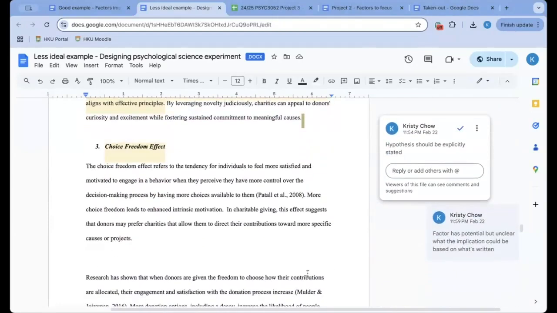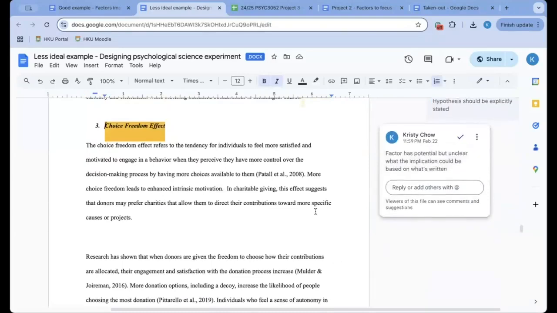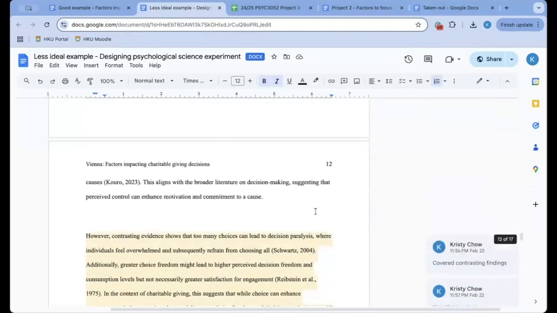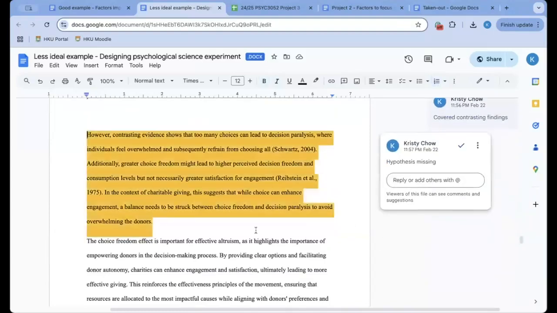The next factor they proposed was the choice freedom effect. I won't talk about the potential implication for this. You can read my comments later on. There's a similar issue here, in that their hypothesis is missing again.